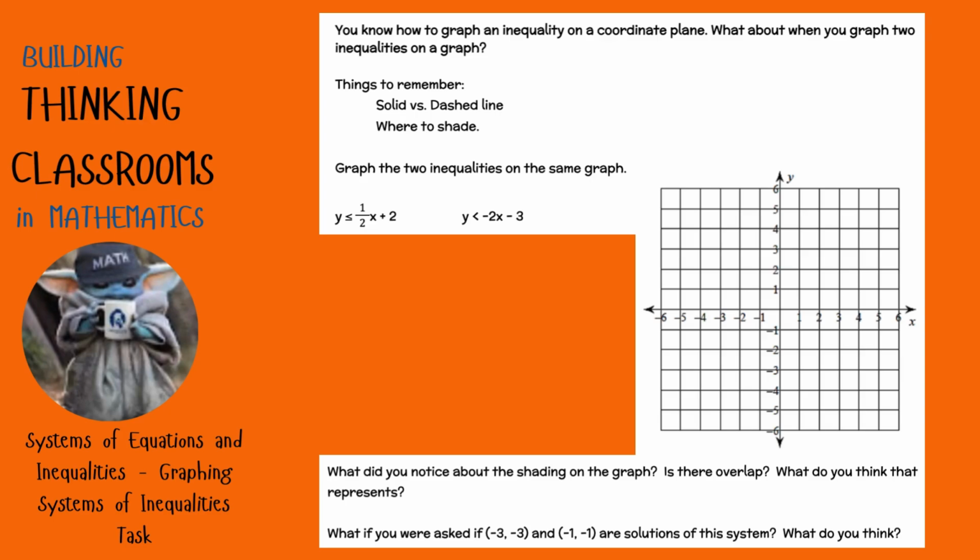We want them to remember solid versus dashed line, and we want them to remember how they know where to shade on the graph. So we provide them with two inequalities and a graph, and we use wipe books in our classroom. The front side is just a blank whiteboard style, and then the back has a graph. So the students are able to flip that over and use the big graph on the back of that.